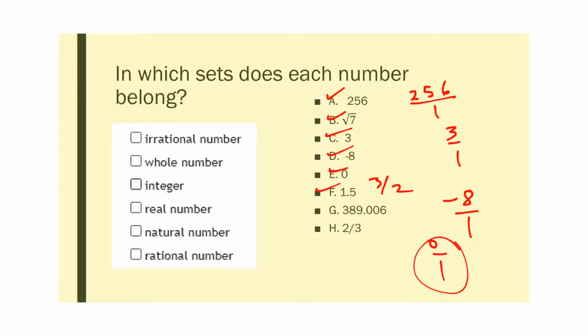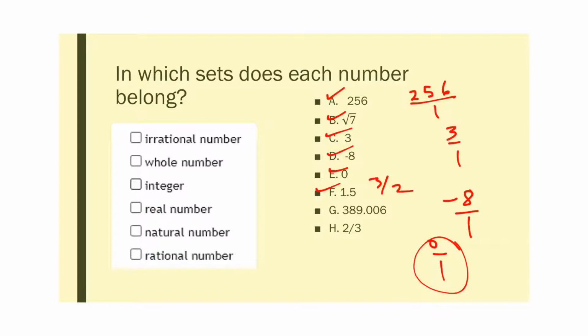Then we've got 389.006. So that is a terminating decimal. So that definitely makes that rational. And it is real, but it's none of the other things.